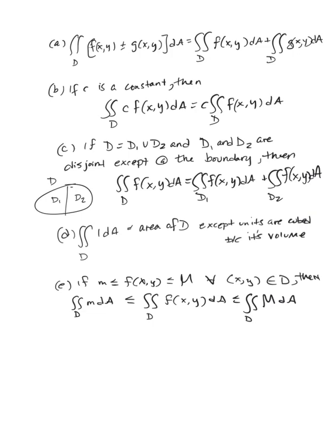Looking at C, if you have some region that can be divided up into two subregions that are disjoint, that means they do not intersect, you can split them up, and sometimes that will be very convenient. I'll give you an exercise for homework on that. D is very handy. As you know, math problems have other math problems embedded within them, so if you ever have 1 dA over some region D, you can just get the area of that region, except your answer will be in units cubed.